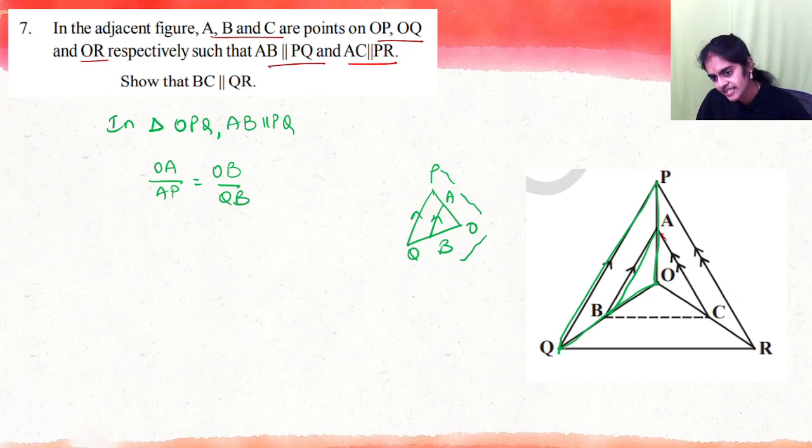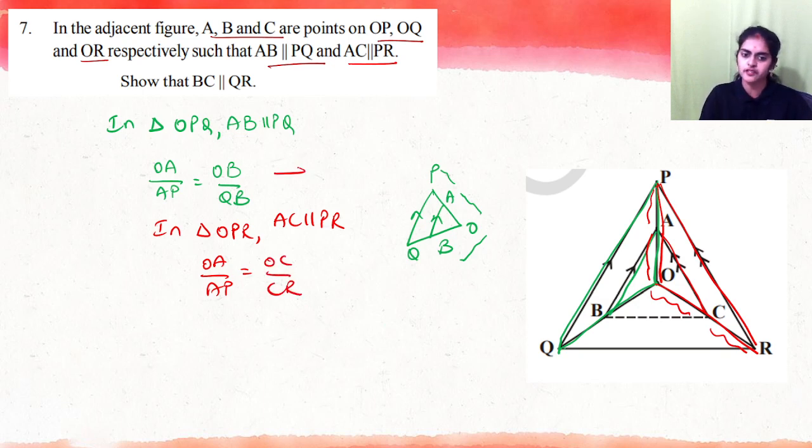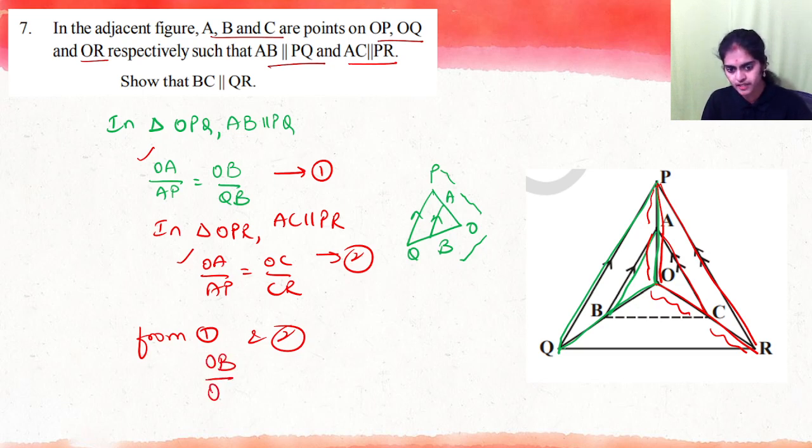Now see the next triangle. AC is here, AC is parallel to PR. So when these are parallel, what is the triangle I can take? This is the triangle, isn't it? So in triangle OPR, AC is parallel to PR. So I'm writing directly. OA by AP is equal to OC by CR. If you take this as 1, this as 2. Again from 1 and 2, see OA by AP, OA by AP. So the other two I can equate, no? So OB by QB is equal to OC by CR.